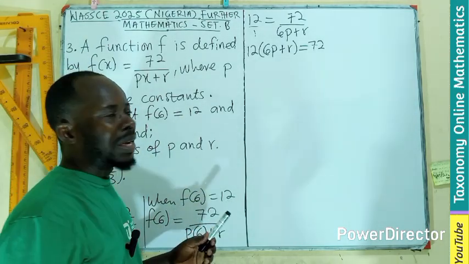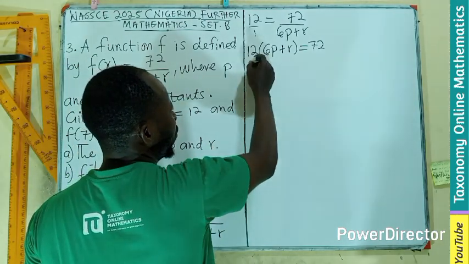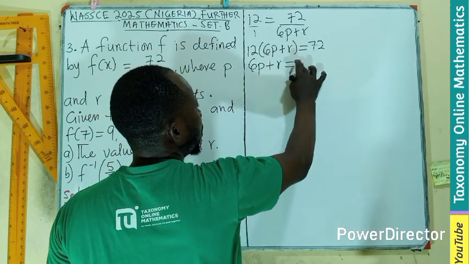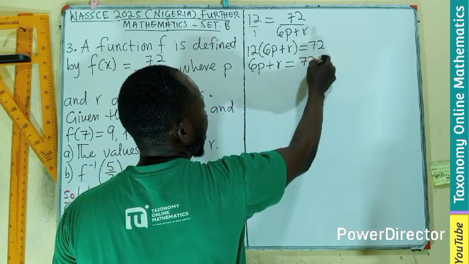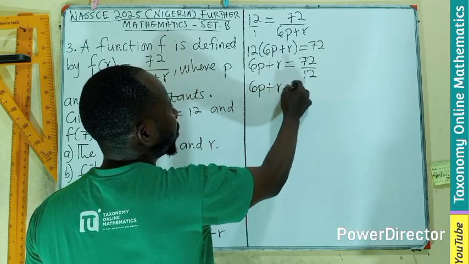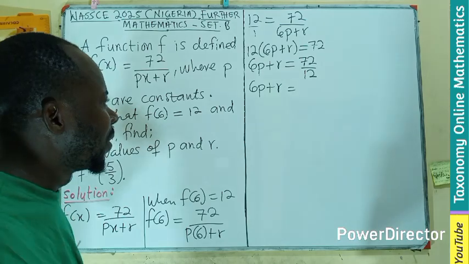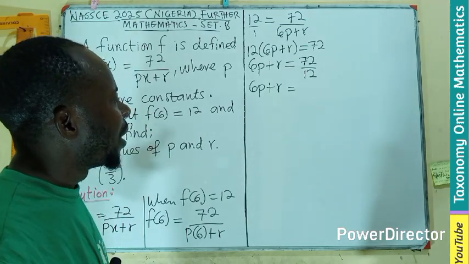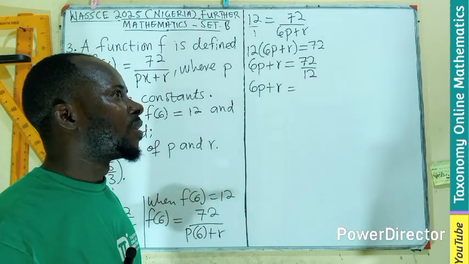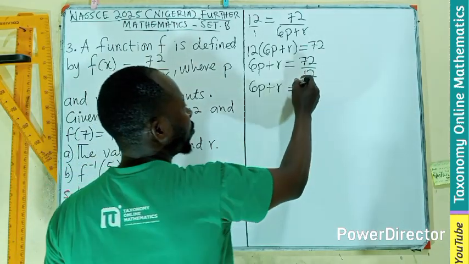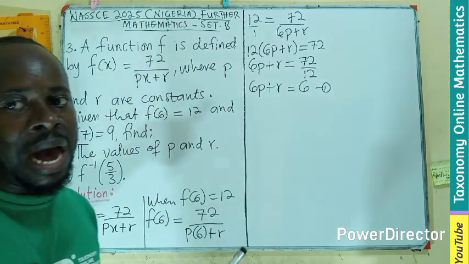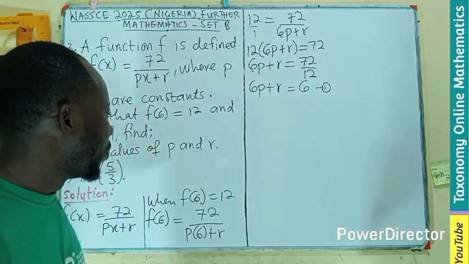Here I will not expand. I will divide by the 12 to free the 6p plus r equals, so I have, let me still write it. I want to conserve space, but let's show some of the steps. What is it going to be? 72 divided by 12, it will go there 6 times. So we have our first equation, because p and r are constants to be found.